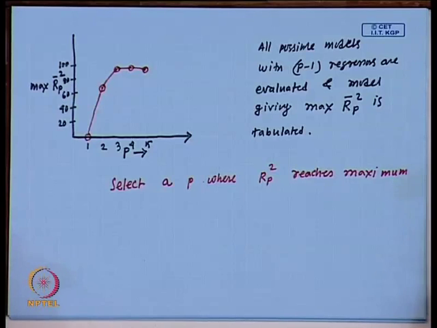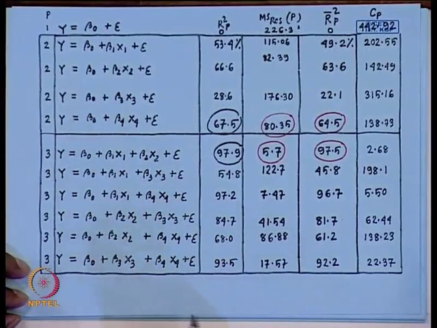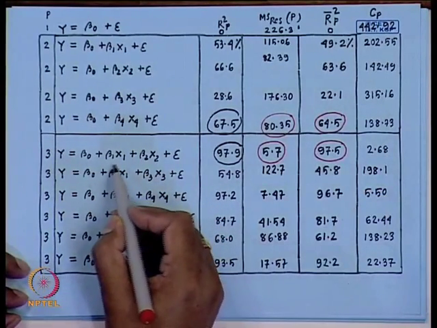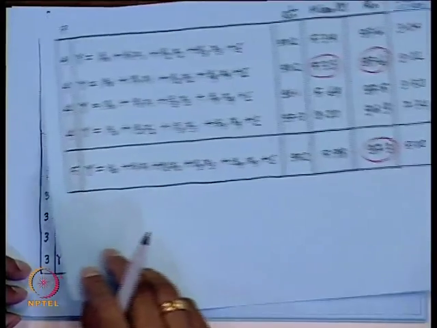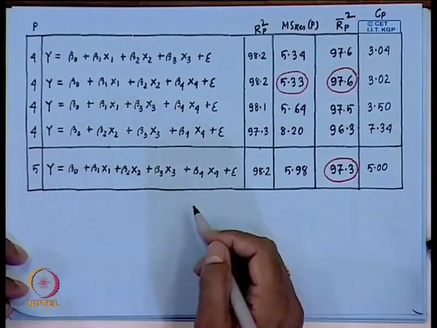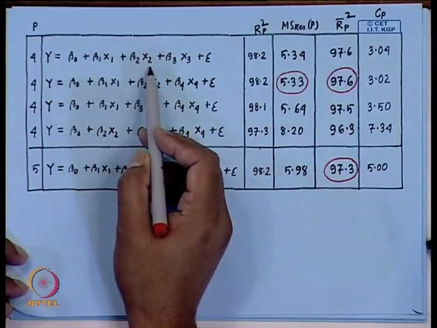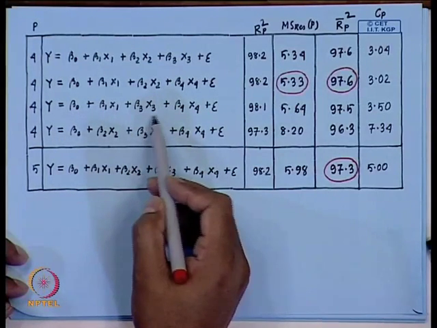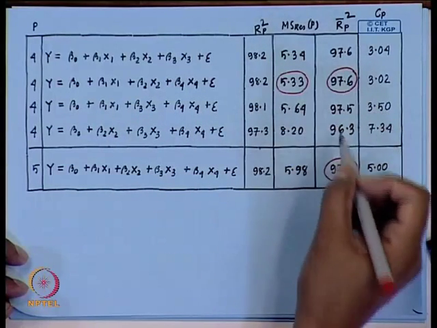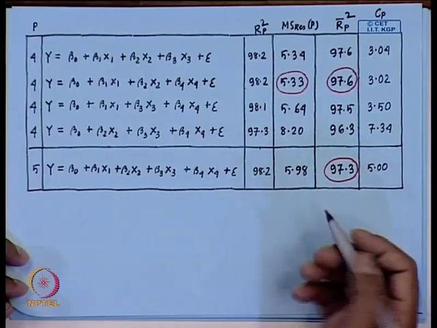So, according to this coefficient of multiple determination, among the two regressor models, this one is the best, the model involving x1 and x2. And among the three regressors models, all three are good: the models involving x1, x2, x3; x1, x2, x4; and x1, x3 and x4. They all have a very high value of adjusted coefficient of multiple determination.